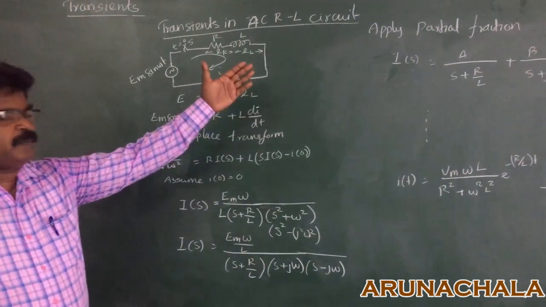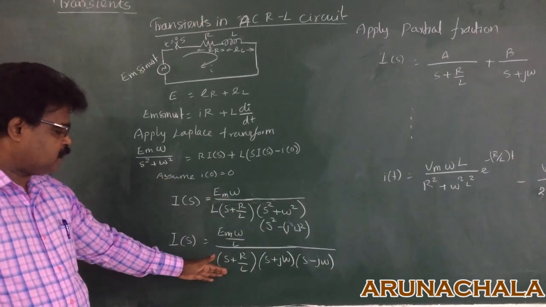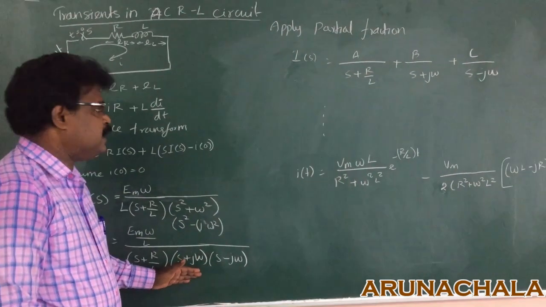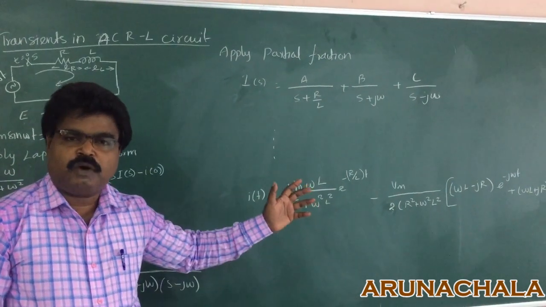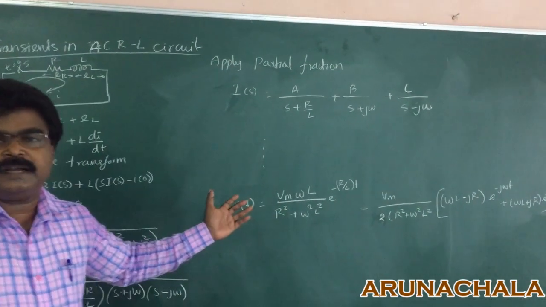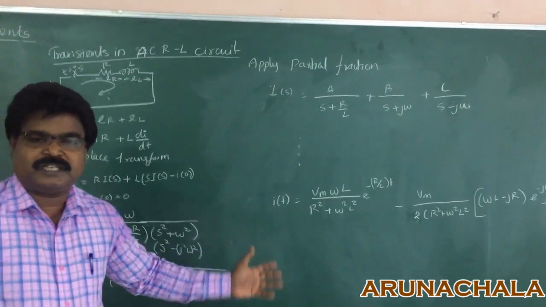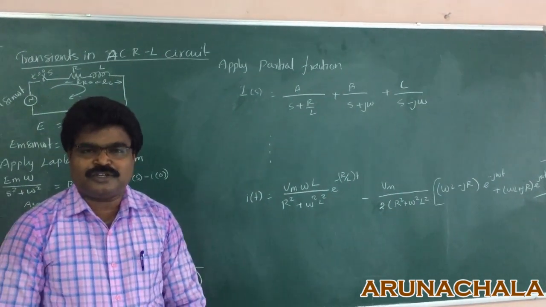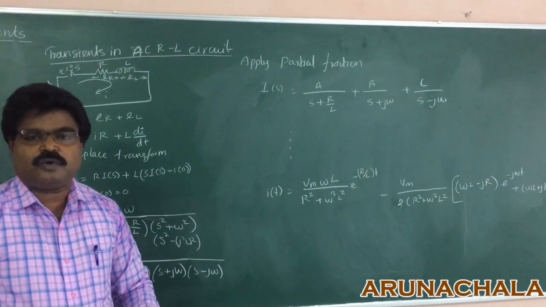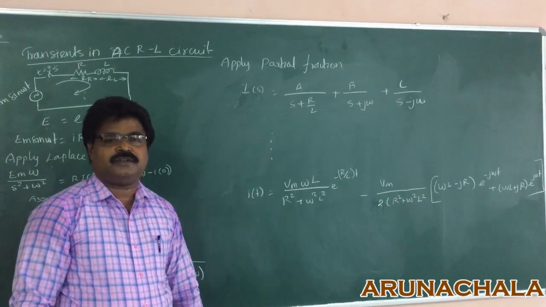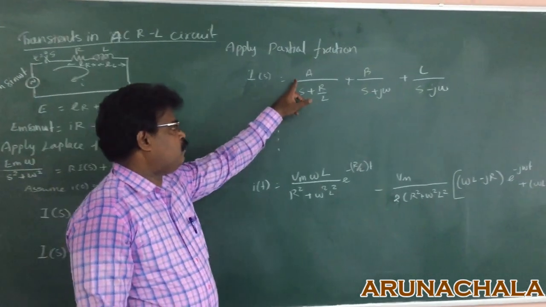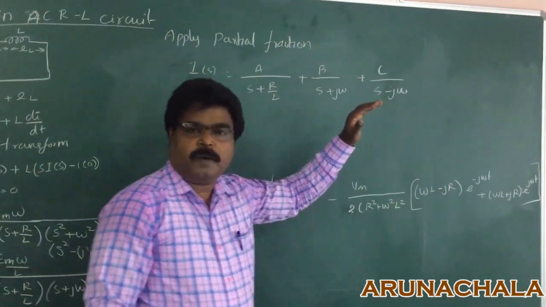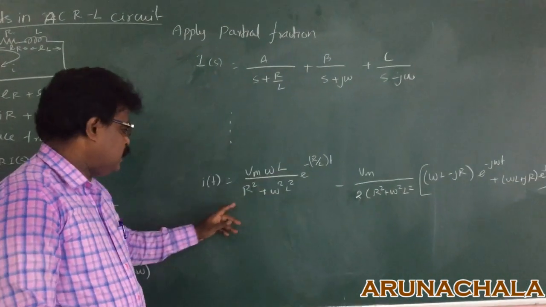Then apply partial fractions: I of S is equal to A divided by (S plus R by L), plus B divided by (S plus j omega), plus C divided by (S minus j omega). Then calculate the values of A, B, C. We already discussed a method: I of S into the denominator of A, with the denominator of A equal to 0. Use that method, or the method you already followed, to find A, B, C. Then substitute the values of A, B, C here and apply the Laplace inverse, and you will get I of t.